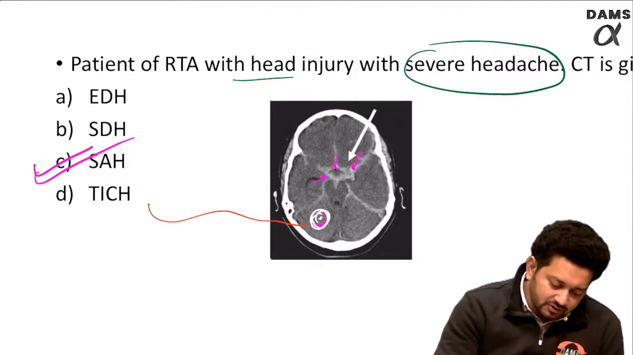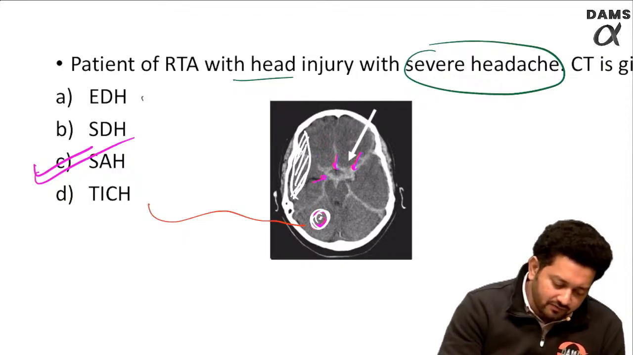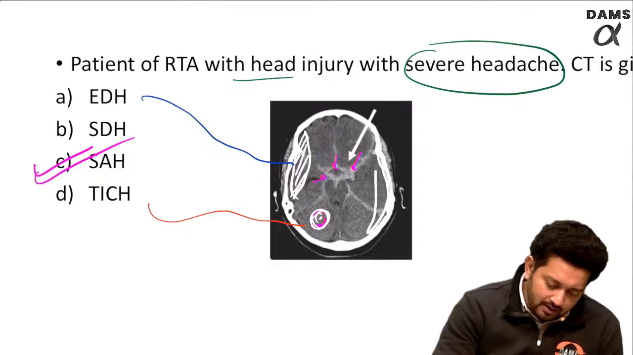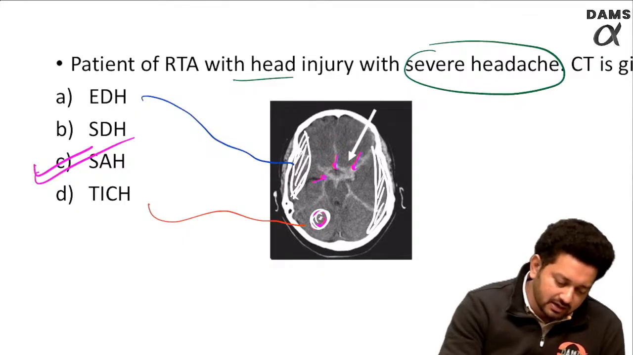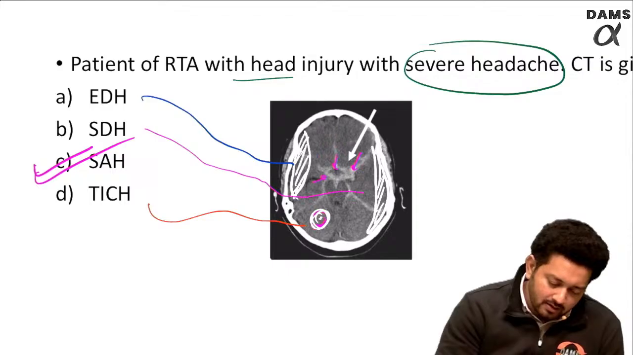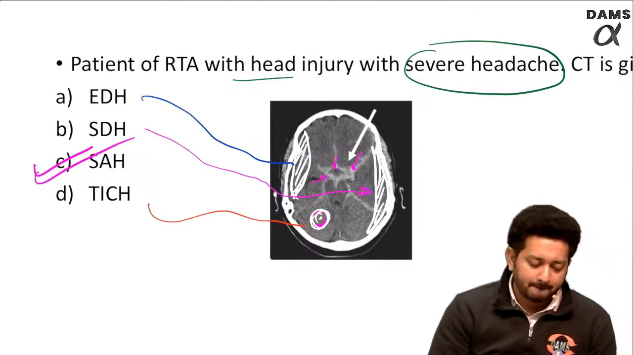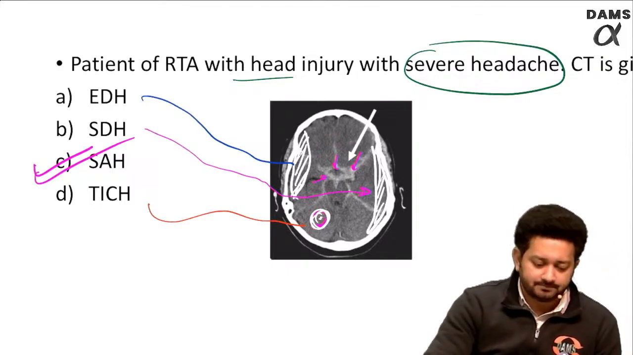In EDH, I am sure you know, you will get a biconvex type of opacity. In SDH, you will see a concavo-convex type of opacity. Okay, so this is the image showing subarachnoid hemorrhage.